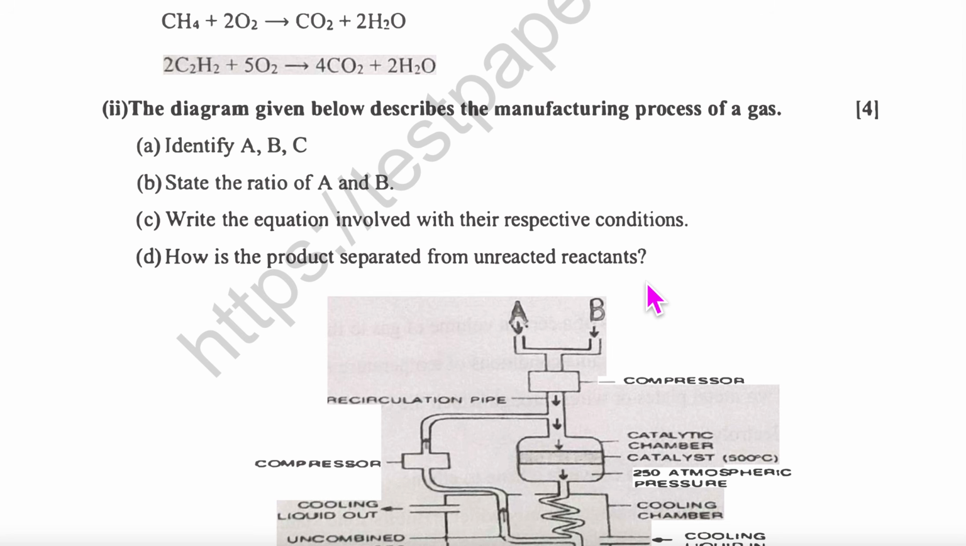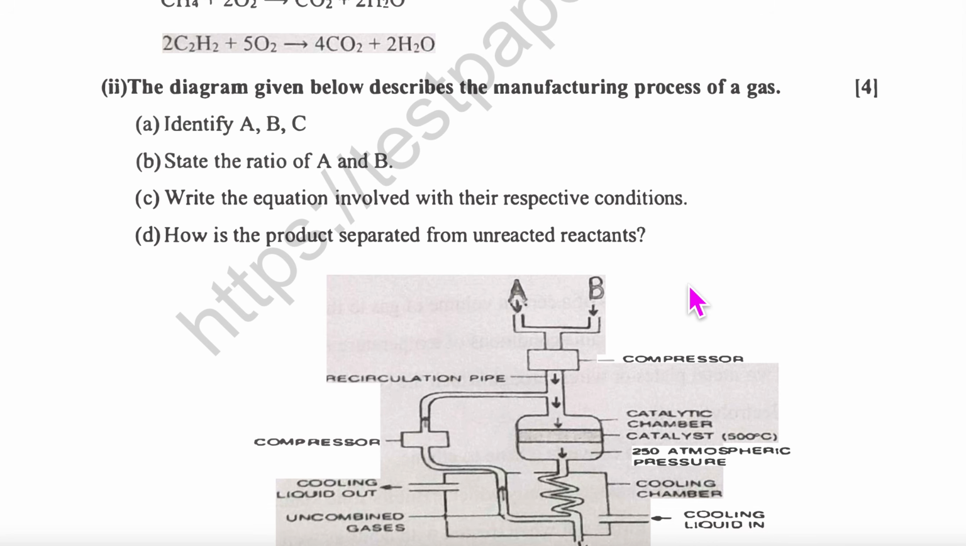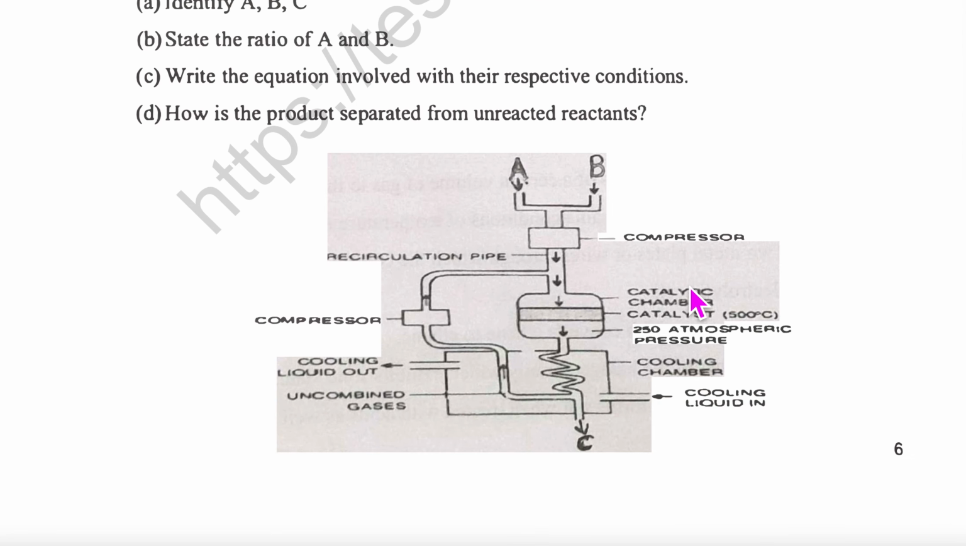Now this is the manufacturing process of a gas. Which gas does it look like to you? Purification pipe, compression, cooling, catalytic chamber, cooling chamber, and we are collecting it as a liquid. Can you see that? Yes, ma'am. So liquid means this is ammonia, correct? Yes, ma'am.